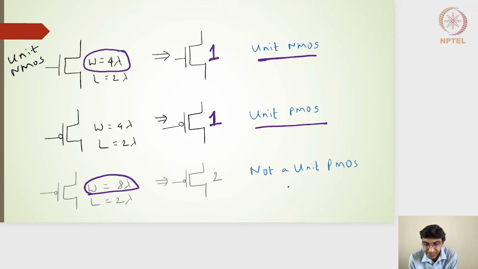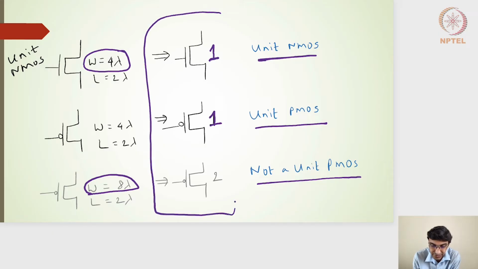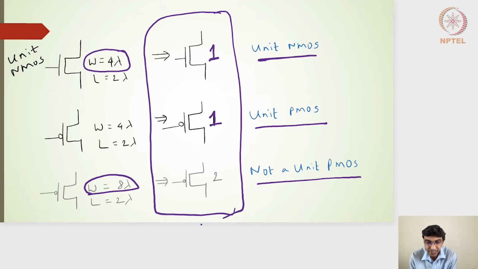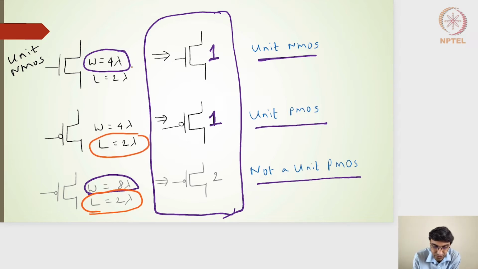Then we can say that it is not a unit PMOS. Its width is 2 times that of the width of the unit PMOS transistor. So this is the general naming convention of the transistors. So what we have seen is actually the channel length. The channel length in all these cases remains 2 lambda. So we generally don't change or modify the channel length.